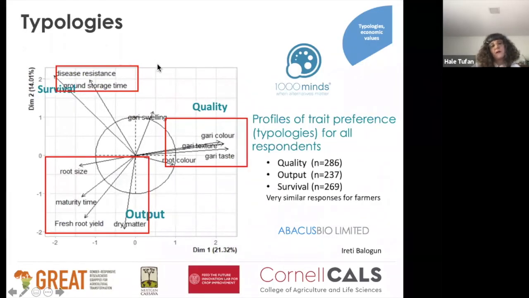So when you look at all of the respondents in Nigeria, and we had about 1,000 odd respondents that we tried this method with in Nigeria, when you step back and look at the big picture, you see that there are three broad categories. Respondents that care about quality. So these are the traits around gari, which is the major product of cassava in Nigeria. And there were the respondents who care more about output. So how much absolute output you're getting in terms of yield, root size, dry matter content. And then there were respondents who were caring more about survival. So disease resistance and storability were more highly ranked in those groups.